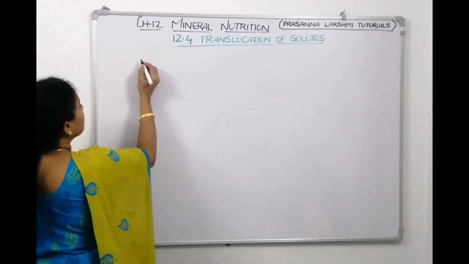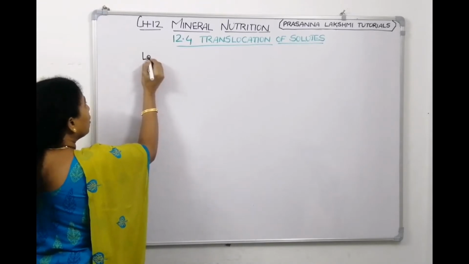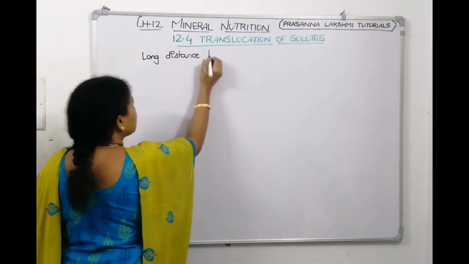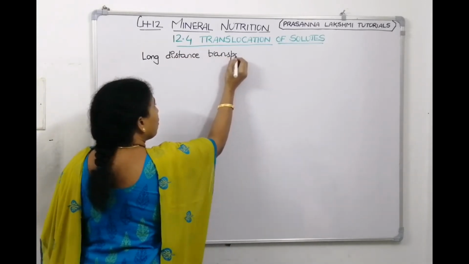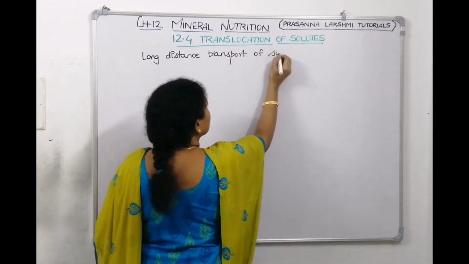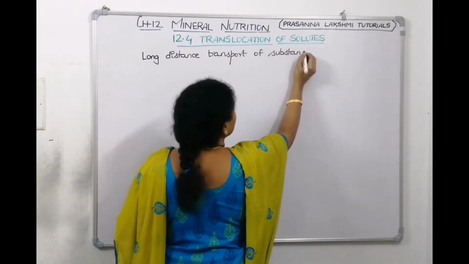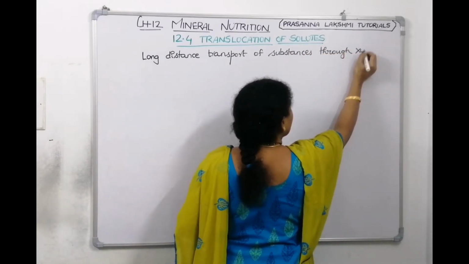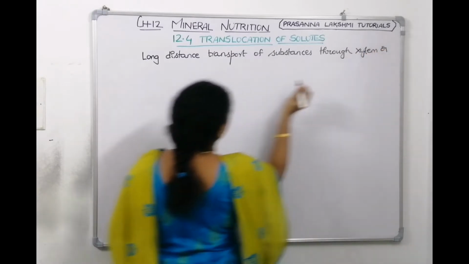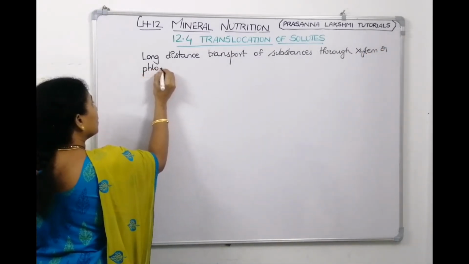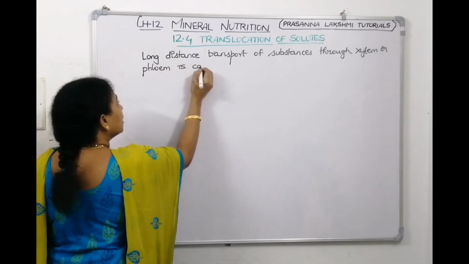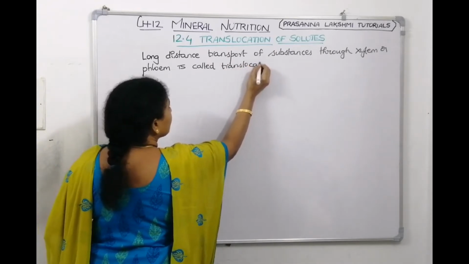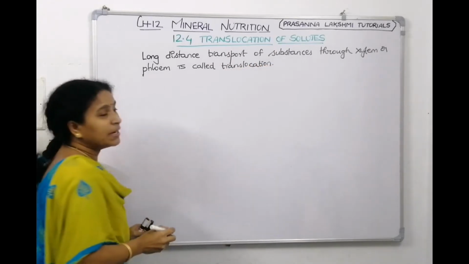What is translocation? Translocation means long distance transport of substances, long distance transport of substances through xylem or phloem, okay, is called translocation.